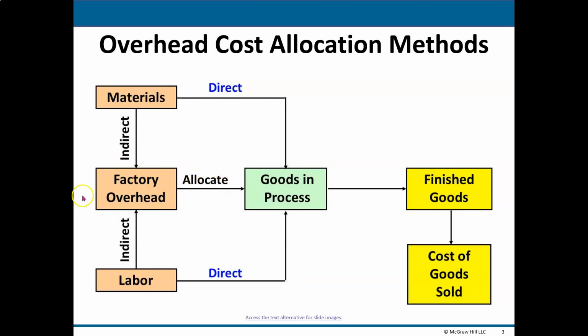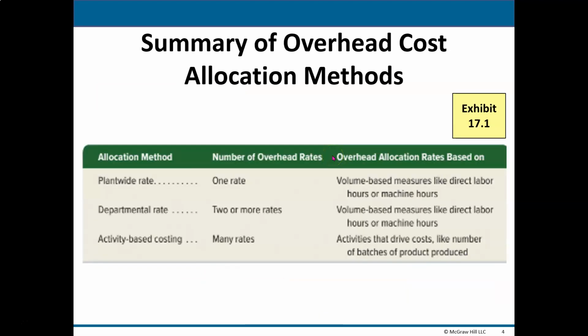We're going to have this factory overhead. We already know we're going to have factory overhead. We already know we're going to have goods to produce. The question is, how do we allocate it? And that's the focus of this chapter, the allocation of factory overhead to the goods in process. Now, there's three main ways we're going to look at allocating overhead in this chapter.